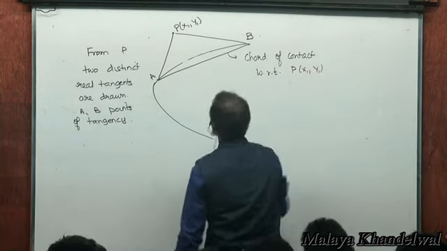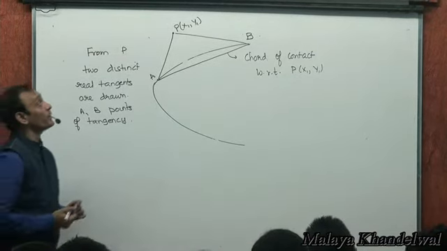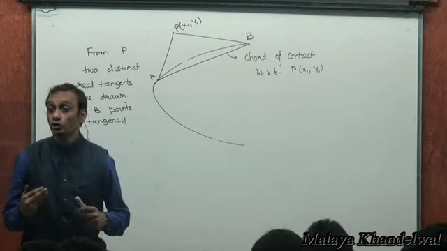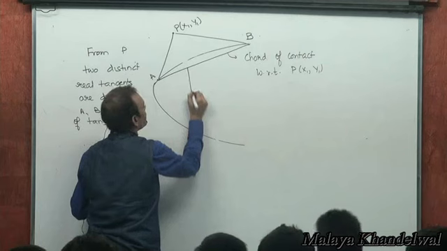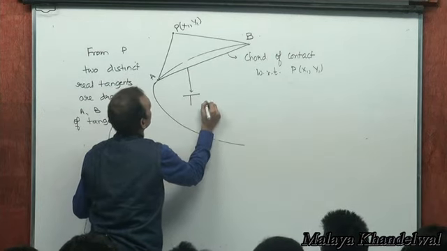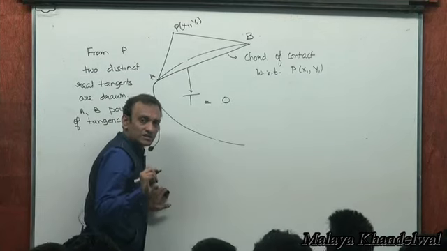Chord of contact with respect to P (x1, y1). Do you remember how we obtained the chord of contact? In a circle, the chord of contact was T equal to 0. Same thing: the equation of the chord of contact would be T equal to 0. Same thing we had in circles.